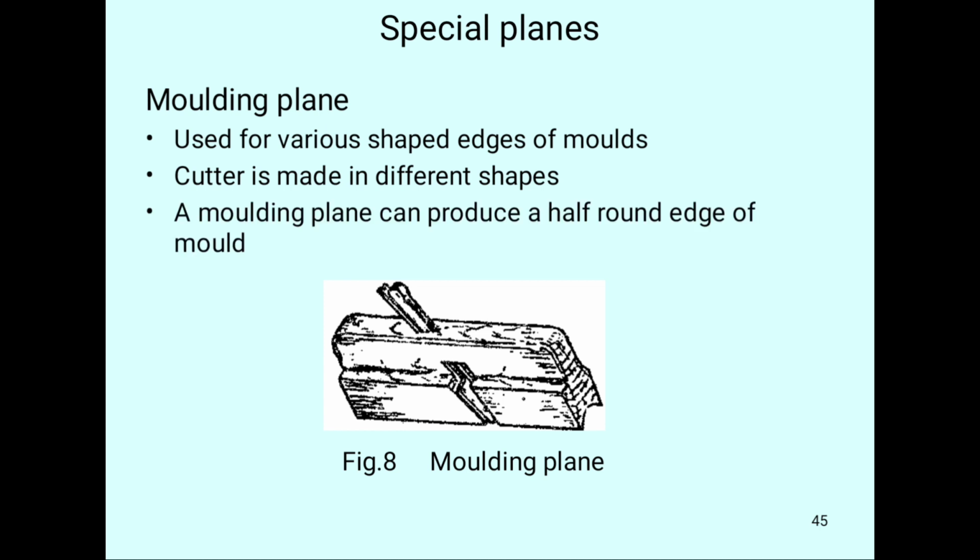Next, a molding plane can produce what kind of mold? A molding plane can produce a half round edge of a mold.